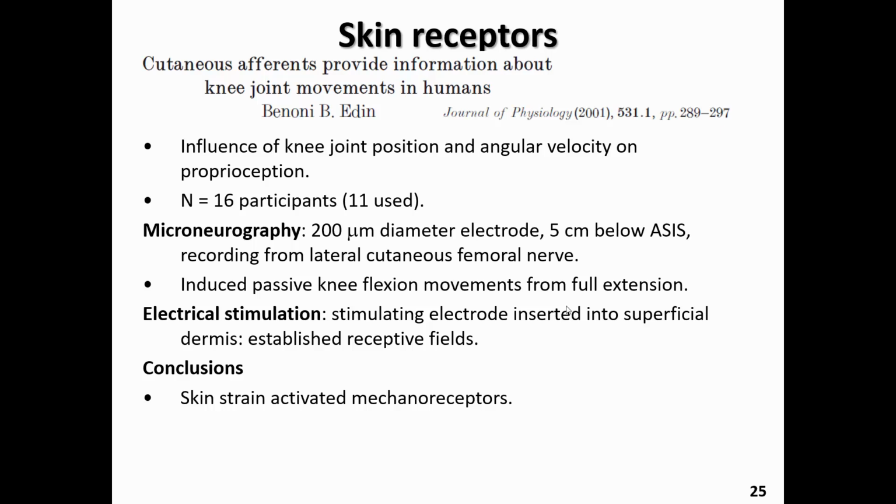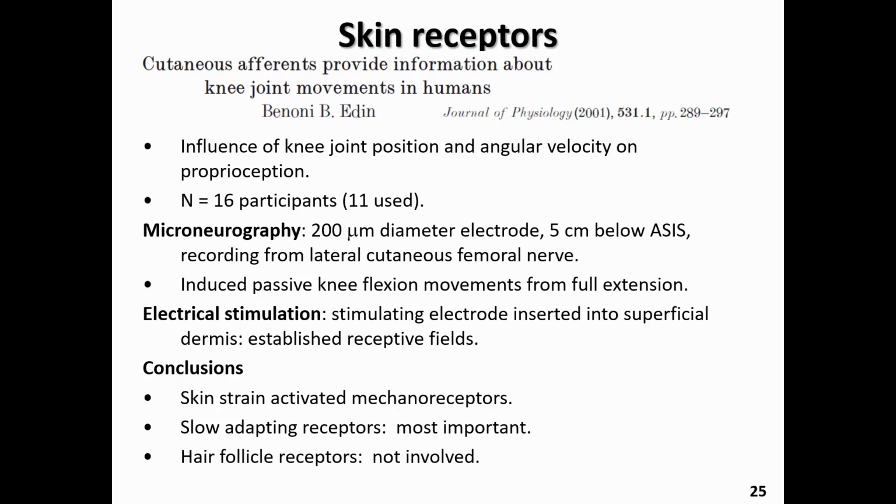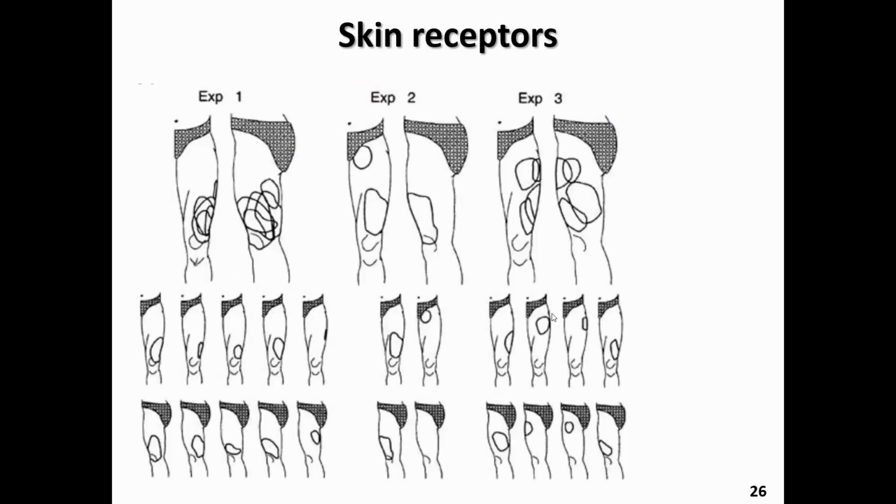In conclusion from this study, the researchers found that stretching the skin, or skin strain, was sufficient for activating mechanoreceptors, and they found that the slow adapting mechanoreceptors were the most important, or most active, during the knee movements. And they also determined that the hair follicle receptors were not involved in sending signals to the central nervous system regarding knee motion.